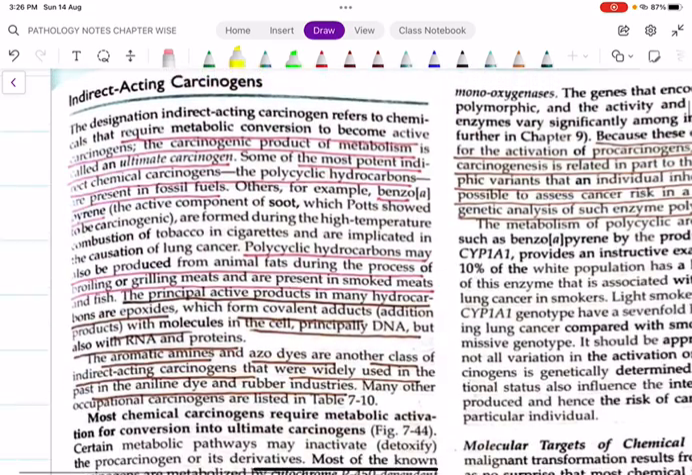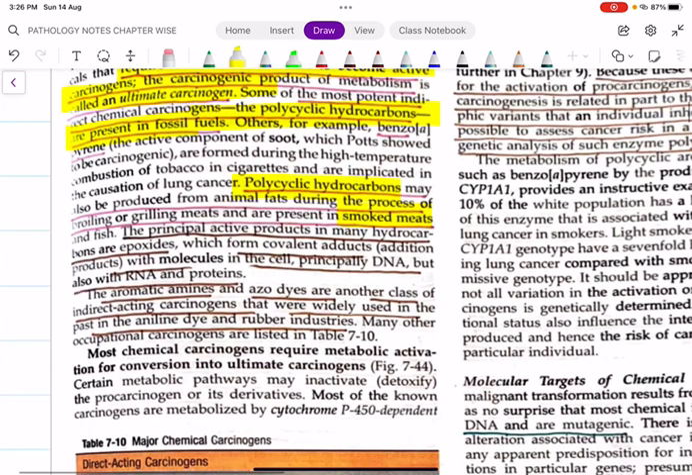Indirect acting carcinogens require metabolic conversion so that the inactive carcinogen is converted into a direct carcinogen. This includes almost all of our examples. There are polycyclic hydrocarbons present in fossil fuels, pyrene, benzopyrene, and tobacco in cigarettes. The polycyclic hydrocarbons are also present in smoked meat. Finally, they cause adduct formation by DNA damage.